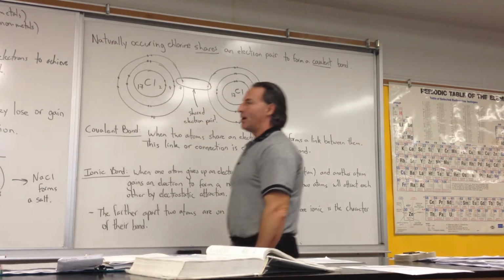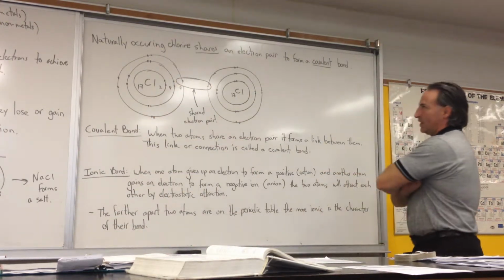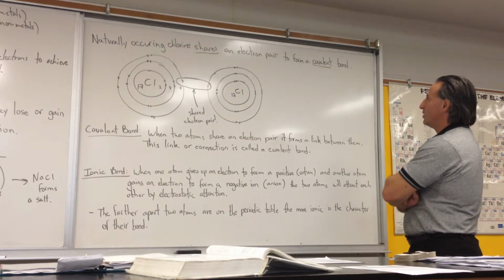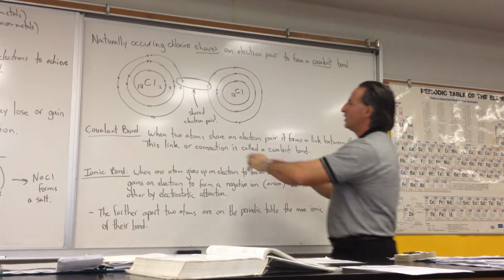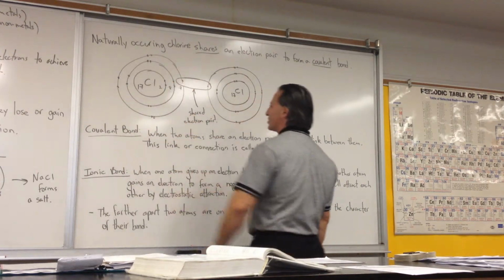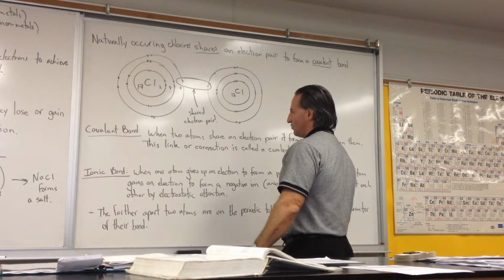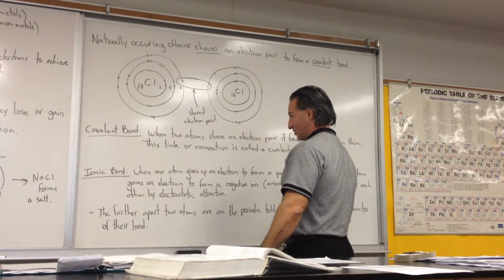In a covalent compound, for example, like naturally occurring chlorine, there's a sharing of an electron pair to form a covalent bond. Here I've drawn the full orbitals as circular representations, which is fine for grade 10. In grade 11 you'll see that they actually have different shapes.